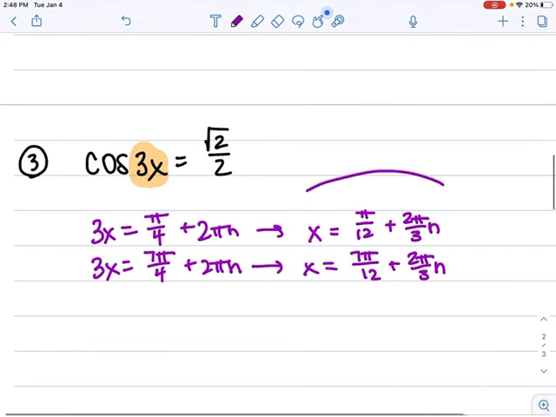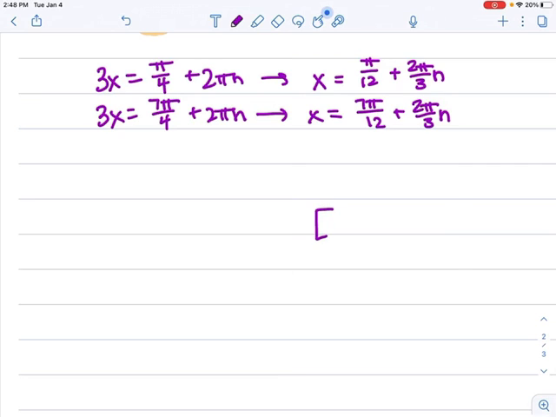Okay, now in your worksheet, the first few examples are going to be like this, where they ask you for all of the solutions, and then the second part of the assignment is going to ask you for solutions between 0 and 2 pi, which means you would just need to give me all of the angles in that range without that 2 pi n.